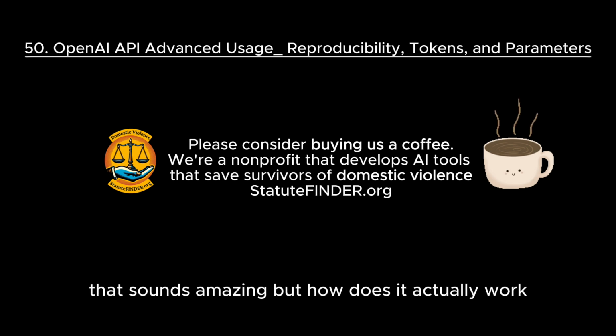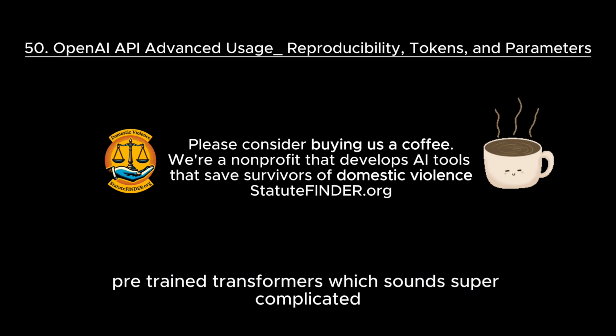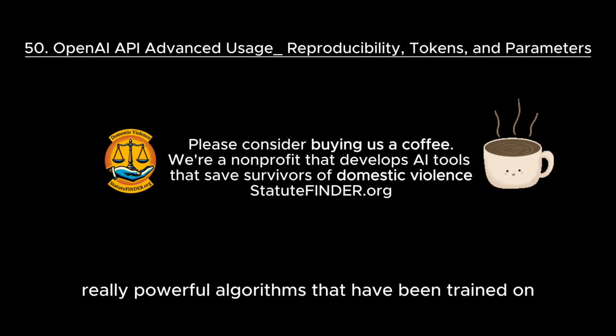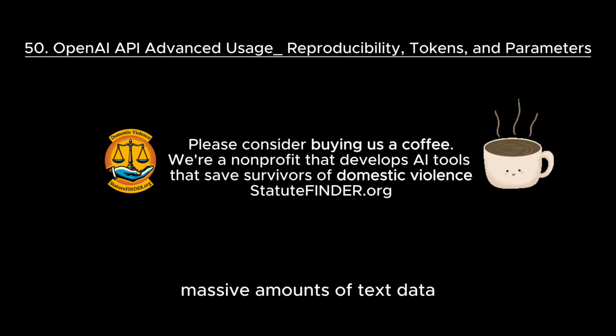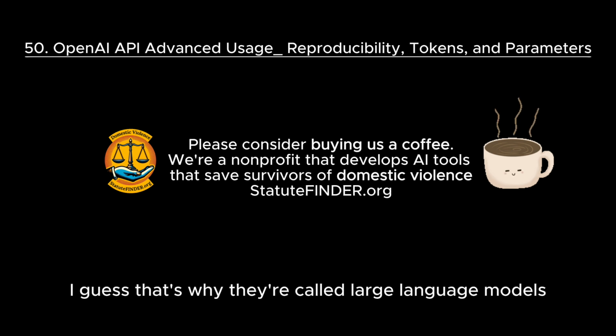That sounds amazing, but how does it actually work? Well, these models are built on something called generative pre-trained transformers, which sounds super complicated, but just think of them as really powerful algorithms that have been trained on massive amounts of text data. Okay, so they basically read everything ever written. That's a lot of reading. I guess that's why they're called large language models.